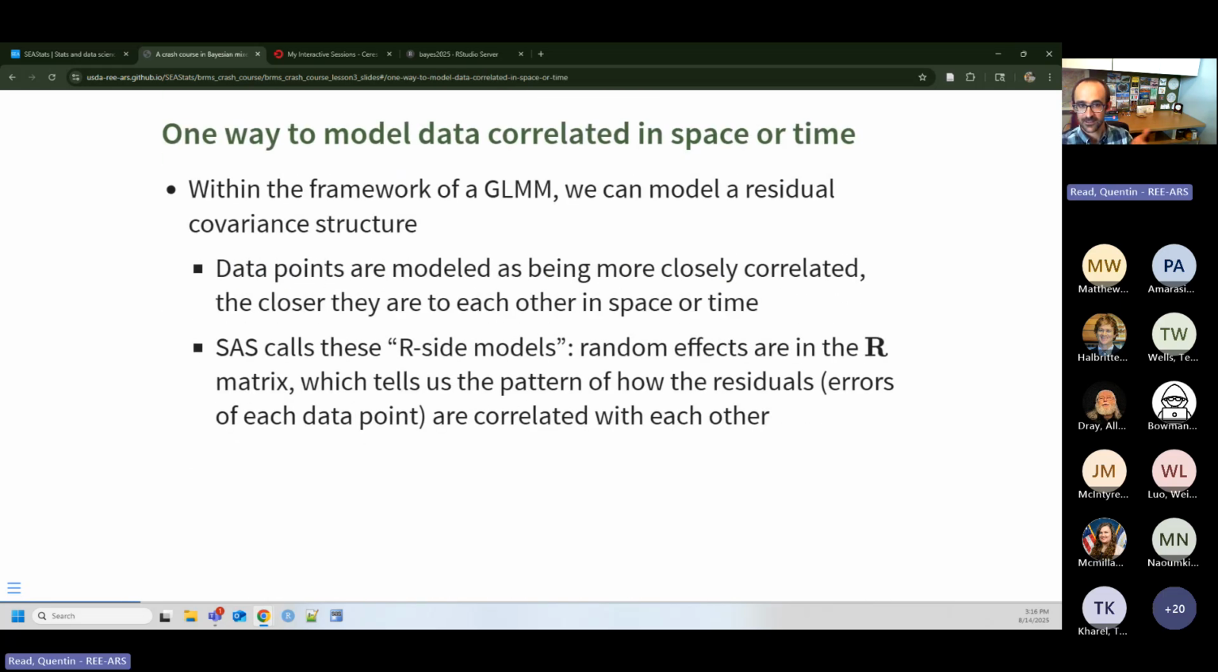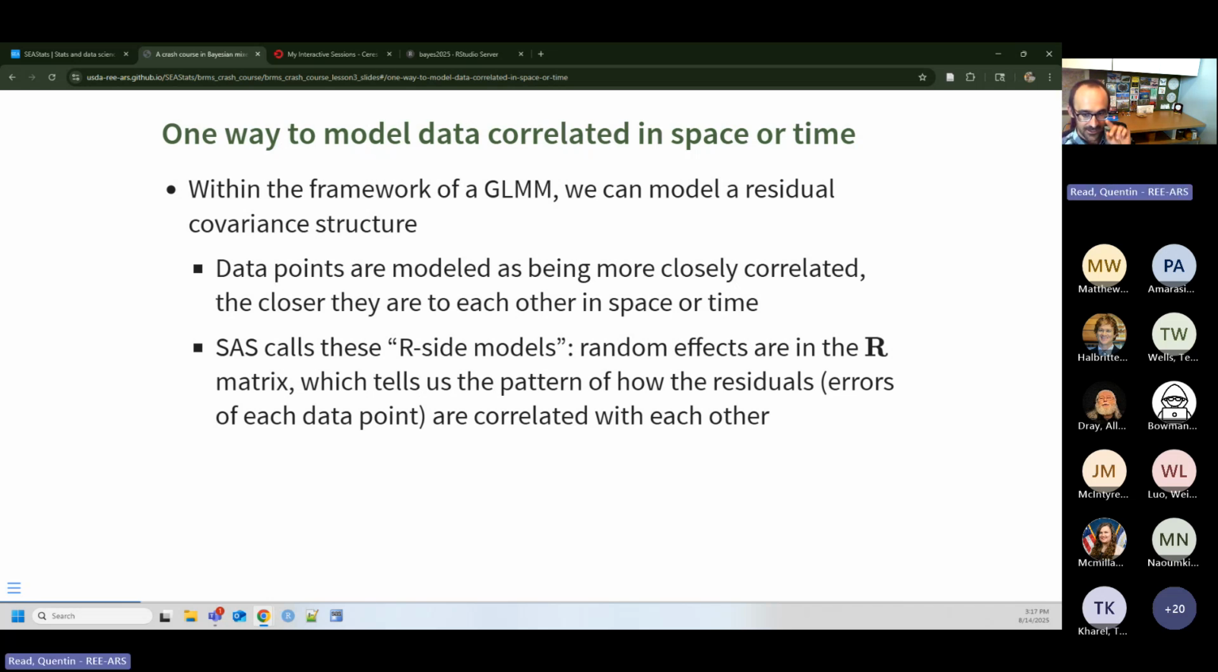So how can we extend the GLMMs that we've learned so far to model this variation in space and time? We can add some parameters to our model to model this structure in the residuals, the residual covariance. In other words, the closer two data points are in space or time, the closer their residuals will be to each other. The residuals are more correlated based on the distance apart in space and time that the data points are.